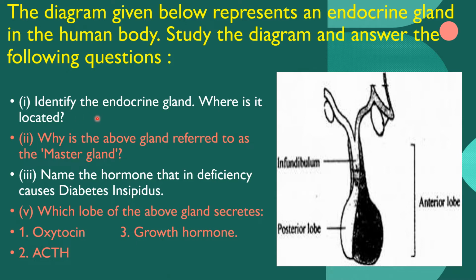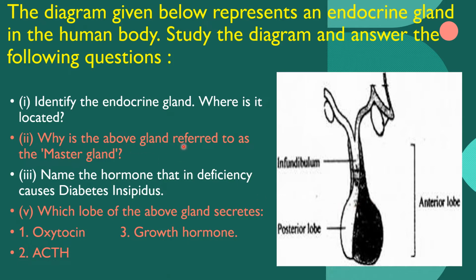First one, identify the endocrine gland. Which endocrine gland is that? This is the pituitary gland. Where is it located? The pituitary gland hangs from the base of the midbrain below the hypothalamus. That is the location of the pituitary gland.